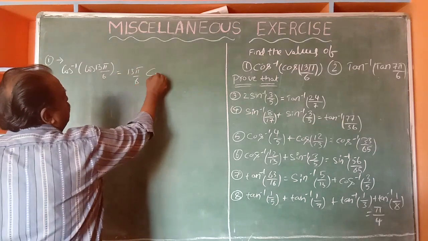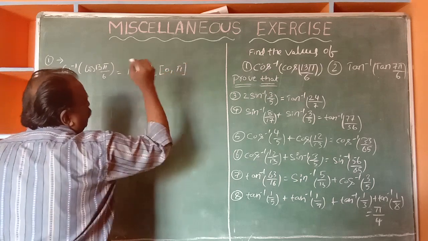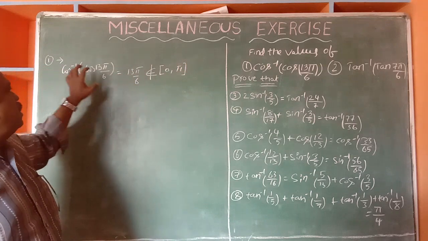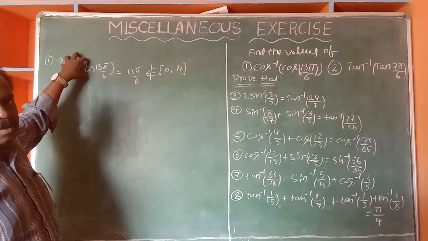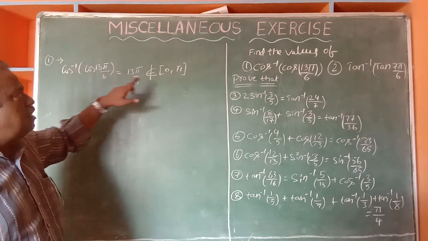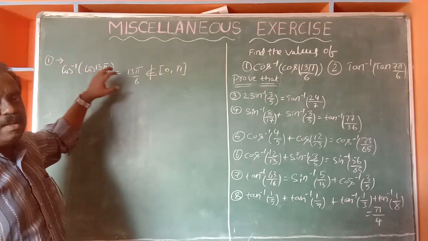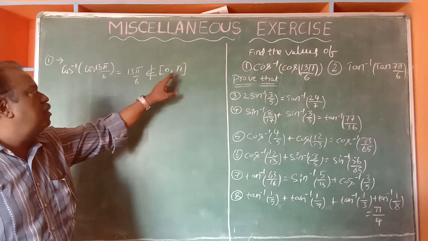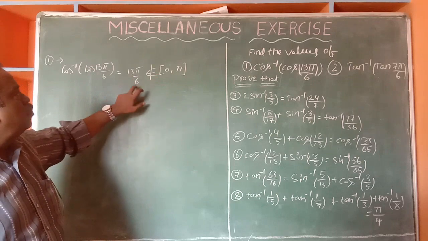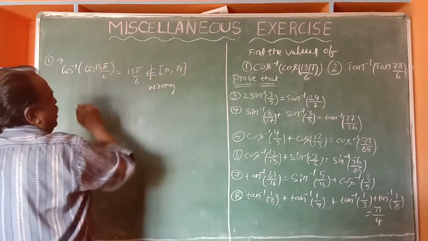But it is wrong. Why? Because it doesn't belong to the interval 0, pi. Try to understand. If the problem is in terms of cos, the interval is 0, pi. If it is in terms of sine, it is the closed interval minus pi by 2 to plus pi by 2. If it is tan, it is also minus pi by 2 to plus pi by 2 but the open interval. Already we solved so many problems. So here it is wrong.